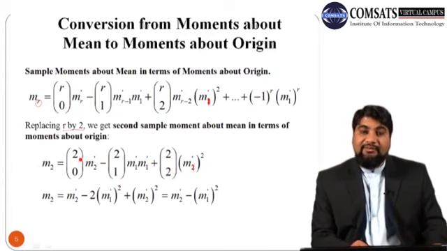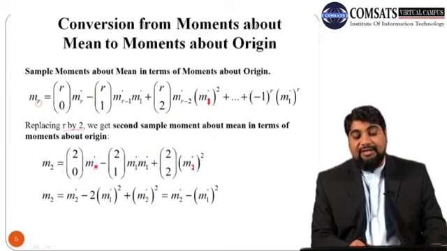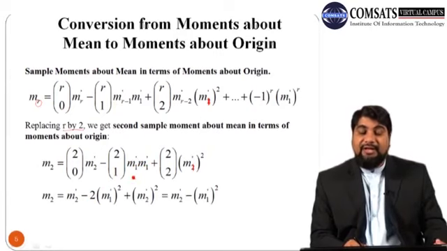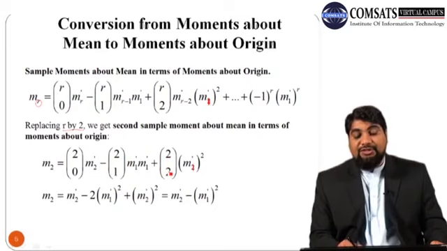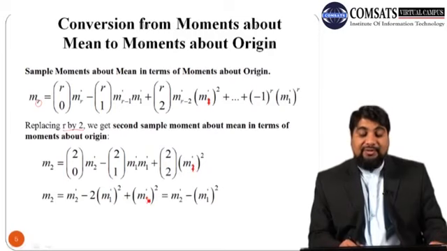Again we can calculate 2C0. 2C0 is 1, so we get m2 dash, this minus sign as it is. 2C1 is 2, and then with this m1 dash both are being multiplied, we get 2 m1 dash whole square. Then this 2C2 is 1, and we have m1 dash whole square, so this m1 dash whole square as it is, this one m1 dash whole square.